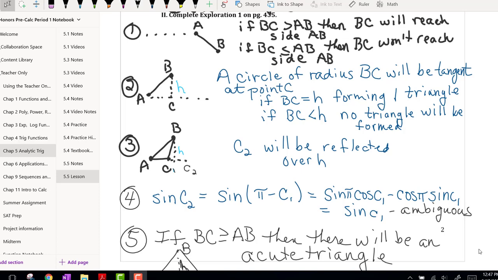This is part 2 of section 5.5, the law of sines. So here are the results of the exploration from page 435, and it gives you different ways that A, B, and C are arranged and how they're related to each other to explain the ambiguous case. In some of the parts you will get a triangle, in some you won't, and like in part C you'll get 2 different triangles. Sometimes you won't get a triangle at all, like in number 4.